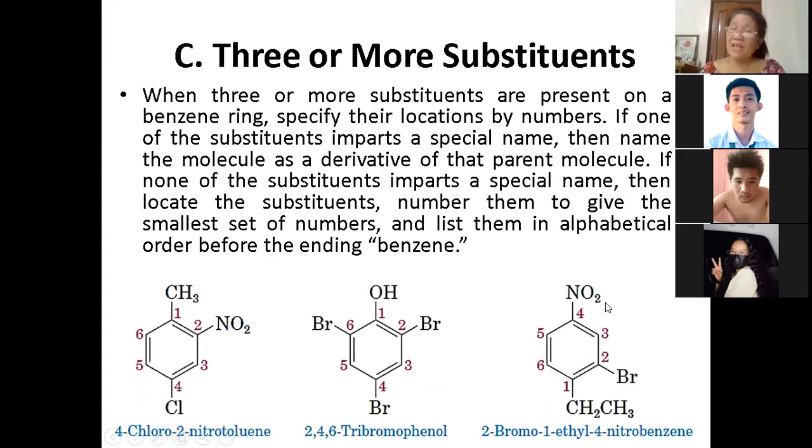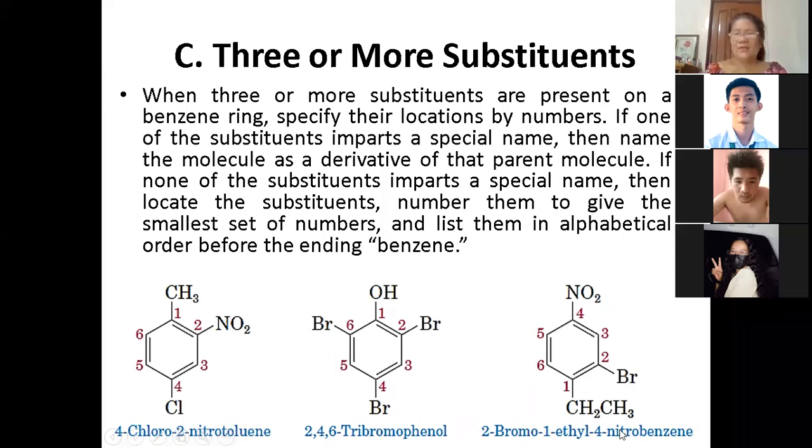Our parent name could be either one, both are correct. This one is nitro, so nitrobenzene. This one is ethyl, so it could be nitrobenzene or ethylbenzene as your parent. But what is being used here is nitro. If this is nitrobenzene, you start counting here at carbon 1. Then which is nearer? This one. So that is count 1, 2, 3, 4.